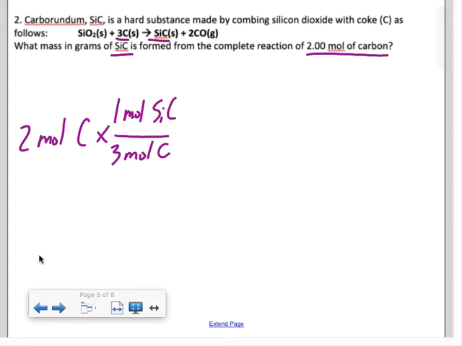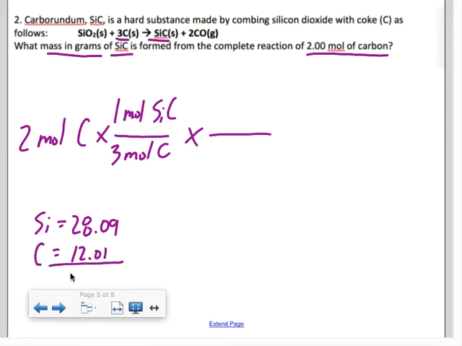Now again, if I was just trying to figure out moles of SiC, I would be done. Just punch it in a calculator. But I want to know mass in grams. So I have to set up one more conversion factor where I calculate the molar mass of SiC. Si, silicon, on my periodic table is around 28.09, and I just have one C at 12.01. I add these together, about 40.1 grams per mole.